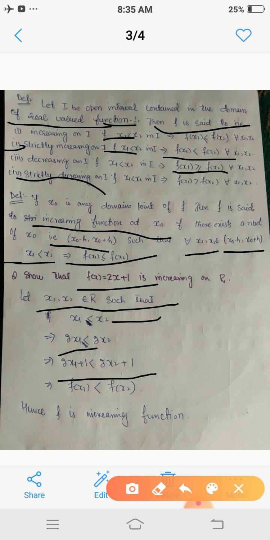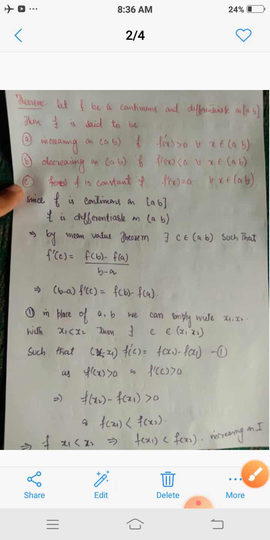Then we can also add 1, and it still does not affect the inequality, that is, 2x1 plus 1 is less than 2x2 plus 1, because only under multiplication by negative terms is the inequality affected, not on addition or subtraction. Now 2x1 plus 1 is the value of the function at x1, and 2x2 plus 1 is the value of the function at x2, which implies that f of x1 less than f of x2 for all x1, x2 belonging to R, because x1 and x2 are arbitrary real numbers. Hence x1 less than x2 implies f of x1 less than f of x2, so this function is a strictly increasing function by the definition.